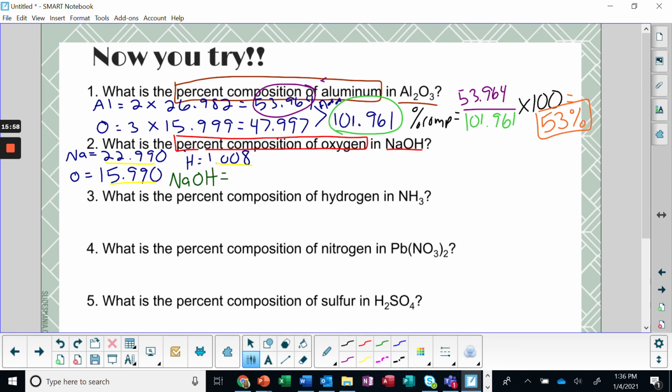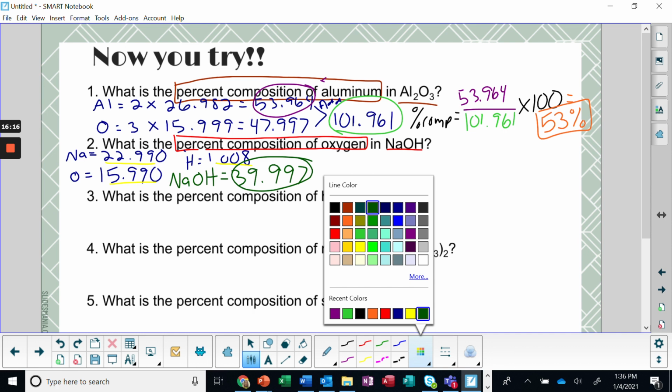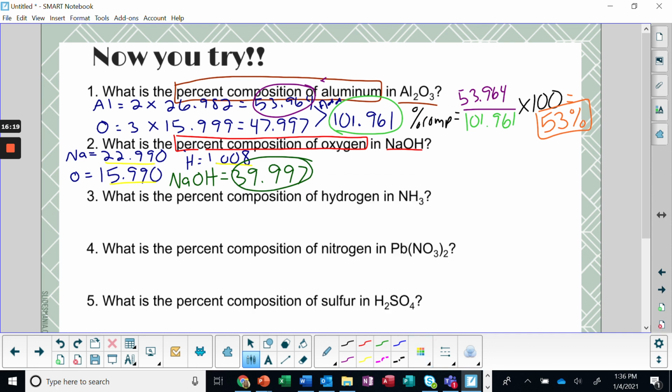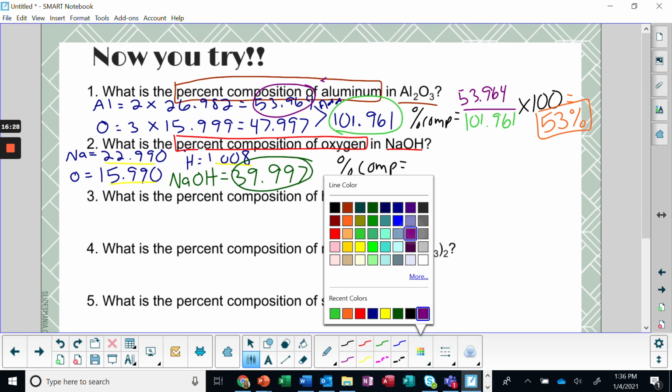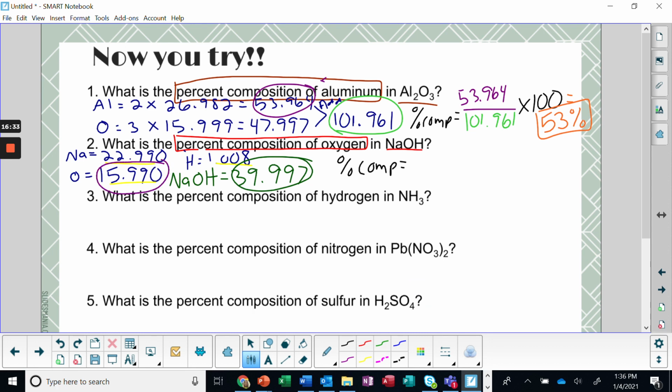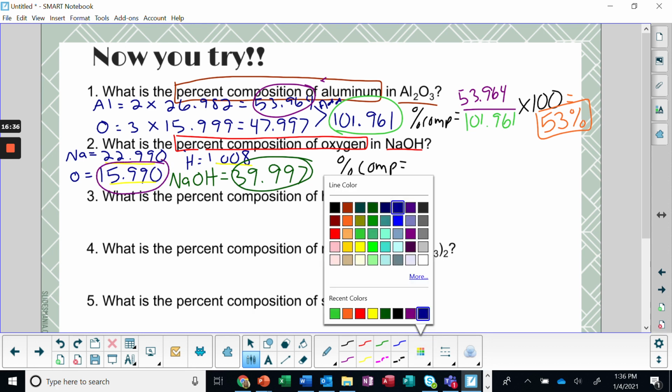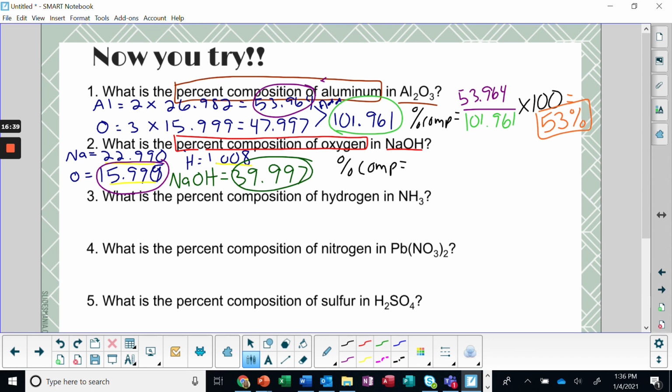We're going to add all the ones underlined in yellow together. We get 39.997. Okay? So we know we're going to need this one, right? Because we always need the mass of the entire compound. Then I go in. We're going to do our equation. The percent comp is equal to the mass of the element that they asked us about, which they wanted oxygen, so this guy, and I don't know why I put a 0 there because that's a 9. Should be 999. There we go.